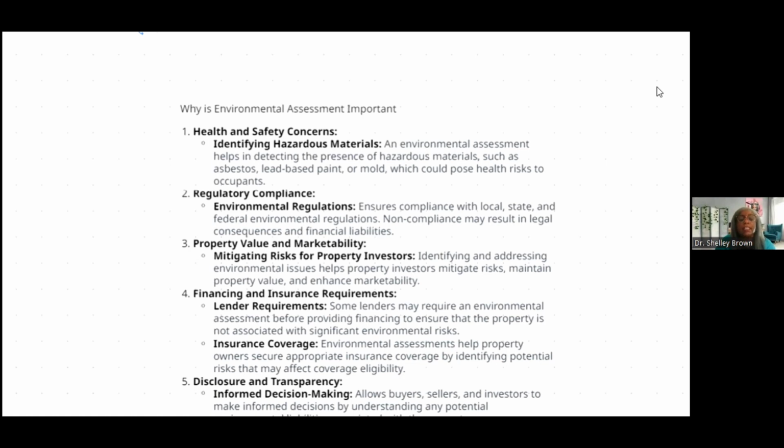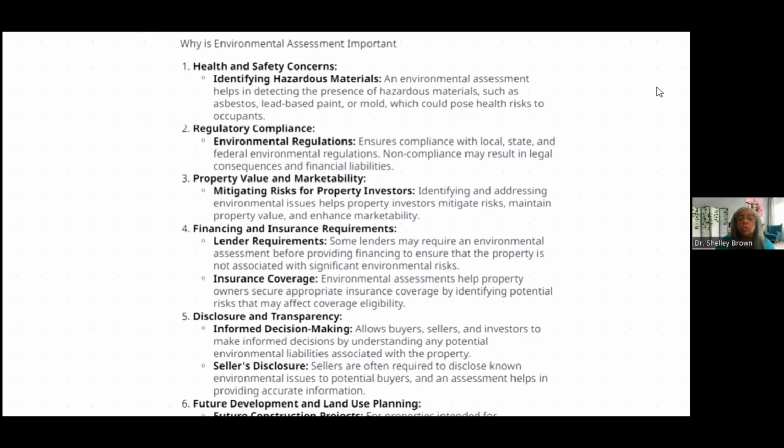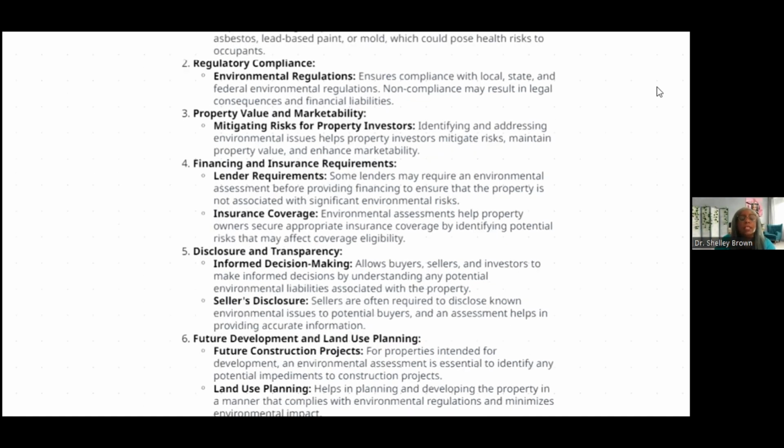Okay, financing and insurance requirements. The lender is going to require that you do an environmental assessment before funding the deal, because they do not want to be associated with any kind of environmental risk, because then that puts their company at risk. Insurance coverage. Environmental assessments help property owners secure appropriate insurance coverage by identifying potential risks that may affect coverage eligibility. So even the insurance company is not going to insure this property if it has these environmental risks.